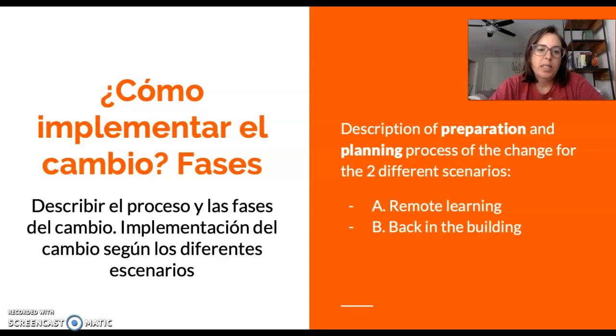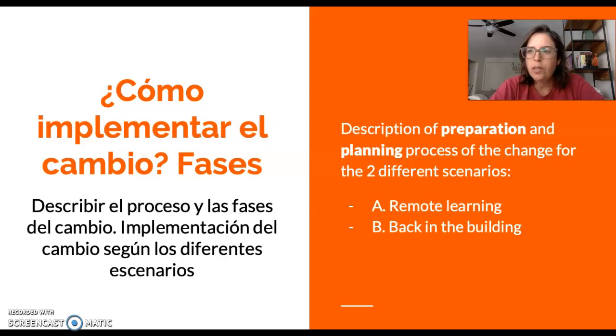So, this says, describir el proceso y las fases del cambio, implementación del cambio según los diferentes escenarios. And here is more in depth how you're going to present this change in the two different scenarios that we have: remote learning, or if we are back in the building, right? How is this new normal, la nueva normalidad, look like with your proposed change?